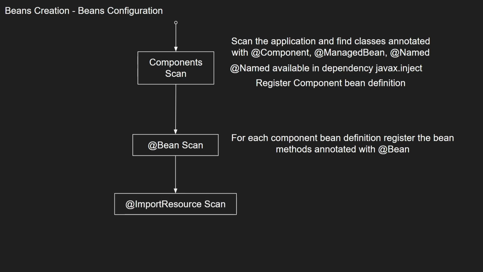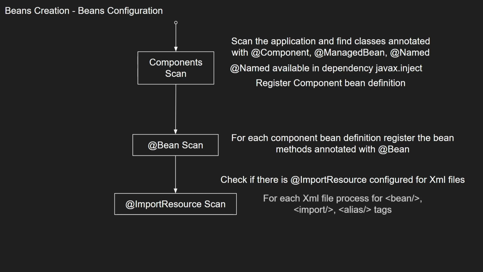And once all the bean scan is done, the import resource scan takes place. Import resource basically contains the XML definitions. So in this import resource process, it checks if there are any XMLs defined for this @ImportResource annotation. And for each of these XML files defined in the import resource, it processes the bean tag, the import tag, and alias tags, and registers the bean definitions for each of the bean tags. Let's see in detail each of these steps.